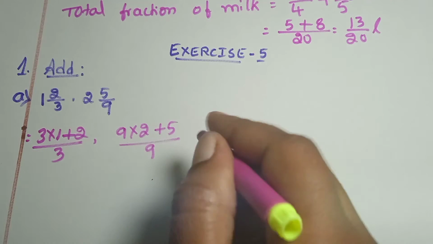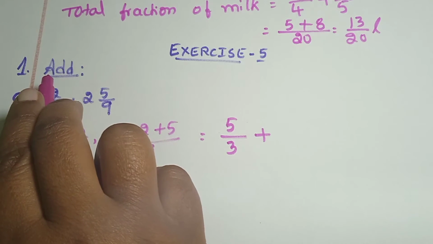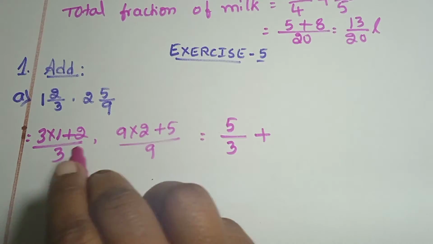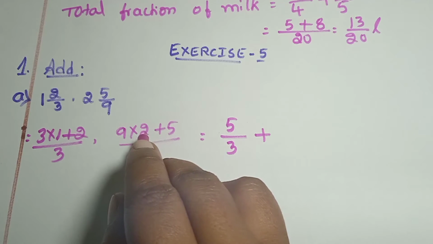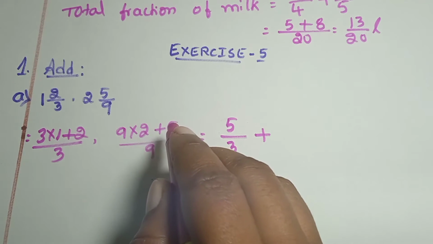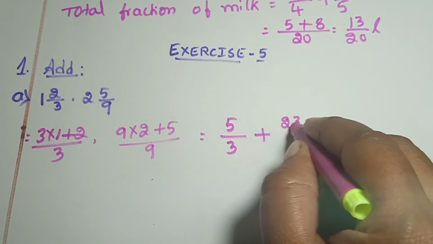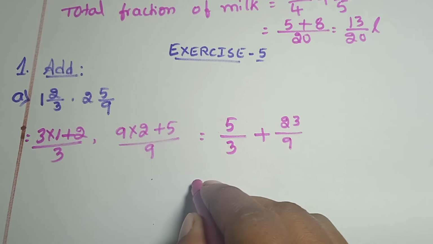5 divided by 3 plus, we have to add. They have given the heading is addition. Okay, we have to add these fractions. 5 by 3 plus 9 into 2. 9 2s are how much? 18. 18 plus 5 how much, children? 18 plus 5 is 23 divided by 9. Now you should add these fractions.